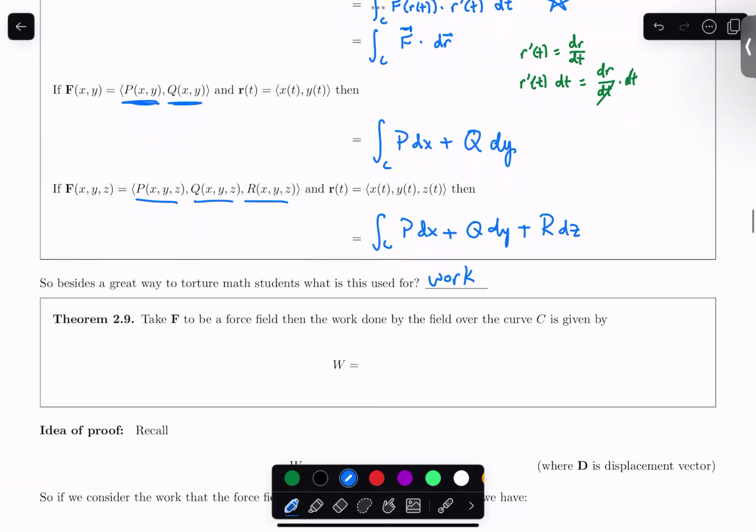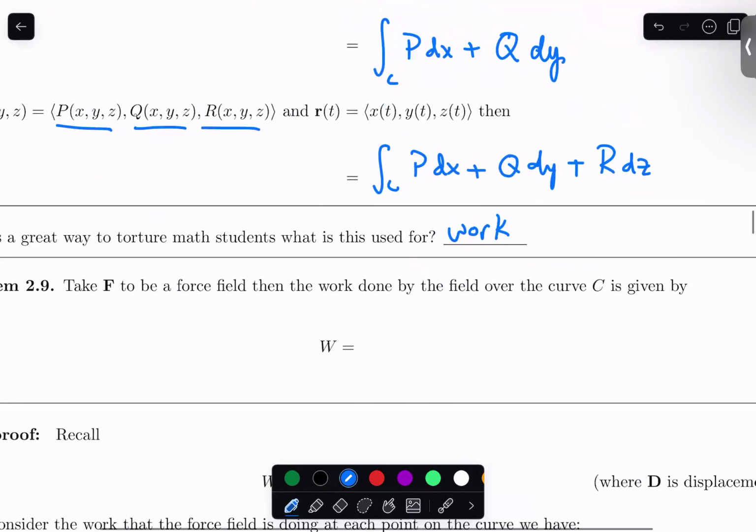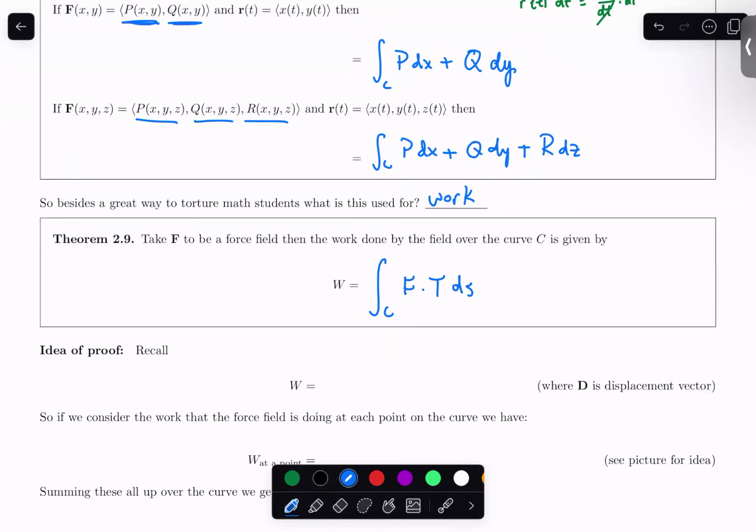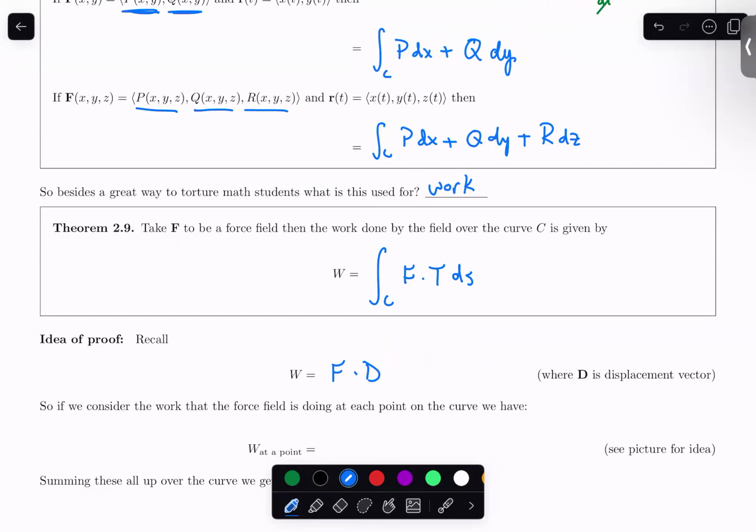And so if we have F being a force field, then the work done by that field over some curve, moving some particle here, is going to be the integral of F dot T ds. This is a theorem, so I'd like to give you an idea of a proof for this. We've seen work once before in our class in 12.3. We talked about how work was force dot displacement. So this is one of our applications for the dot product.